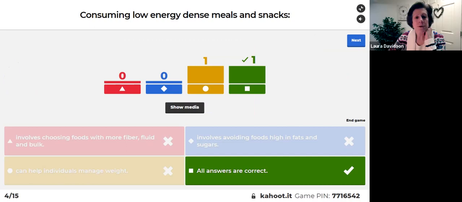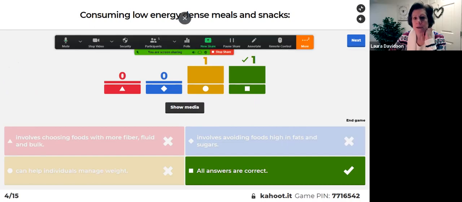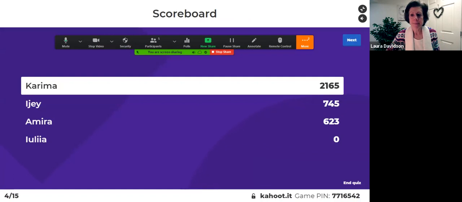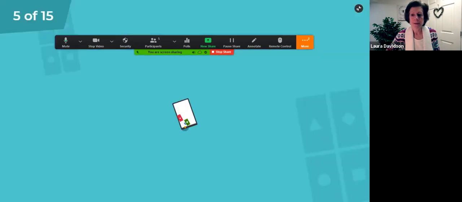Okay, so terminology, you should definitely know what low energy dense means. Low energy dense is more the same as nutrient dense, tends to have a lot of fiber and fluid. So the correct answer is all answers are correct. And that's part of the lecture, so be sure to cover that as well. Okay. Karima is really in the lead here.